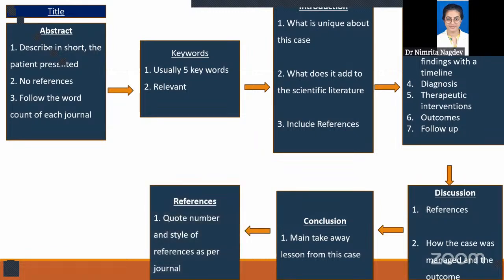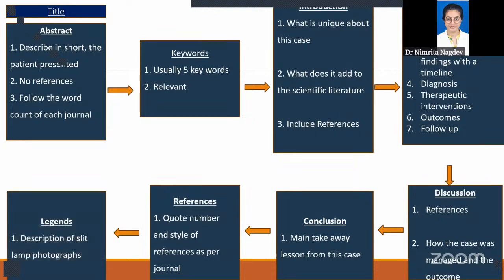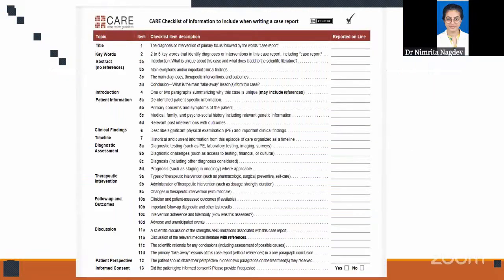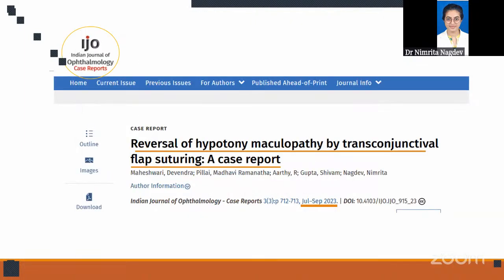Then references, always quote and style the references as per the journal, and then legends describing the slit lamp photograph examination. So this is the CARE checklist. It includes 13 points starting from title, keywords, abstract, introduction, clinical findings, any diagnostic or therapeutic intervention, follow-up, outcomes, discussion, patient perspective, and informed consent. So I would like to describe this case report which was published in IJO by using the CARE checklist.